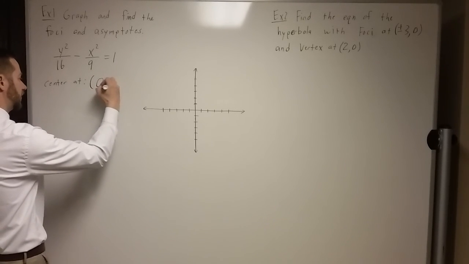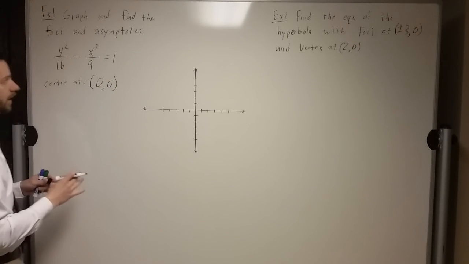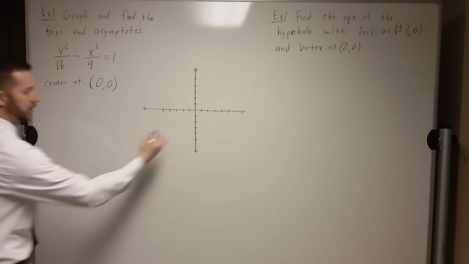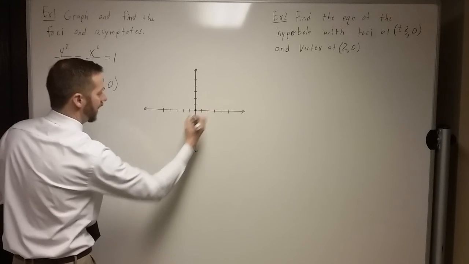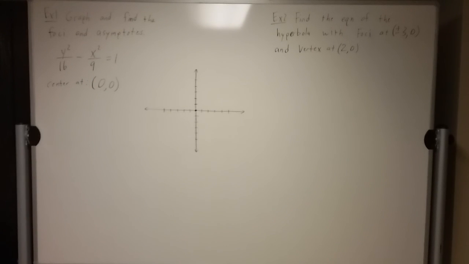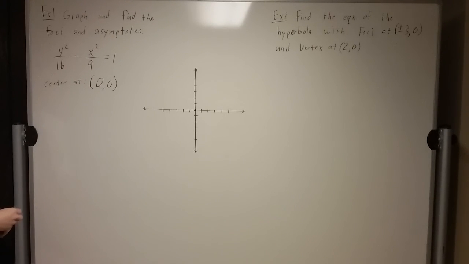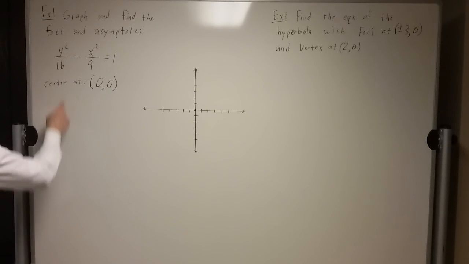H and K are both 0, so the center on this one is just 0, 0. And as I come up with things on here, I'm just going to go ahead and put them in the graph over here. So we've got the center right there at 0, 0. All right? Some other things we know.